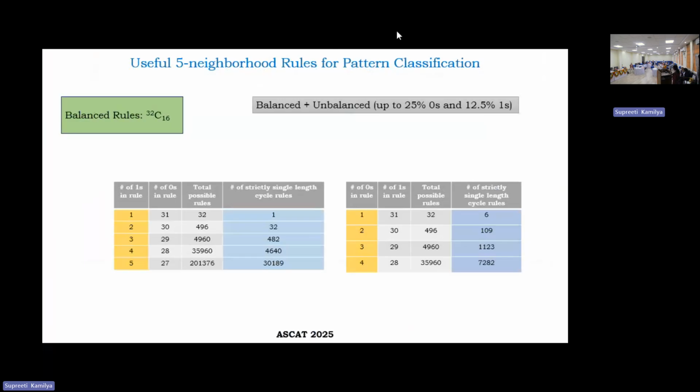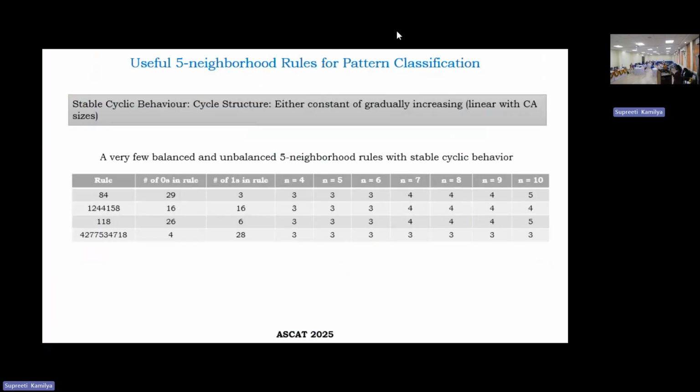Now, the question is how we pick those rules which are effective for pattern classification. Again, I want to tell you that we have done an experimental study, where you can see we have experimented for a few CSIs for some set of rules, and we are finding from this table. Let's consider rule 84.